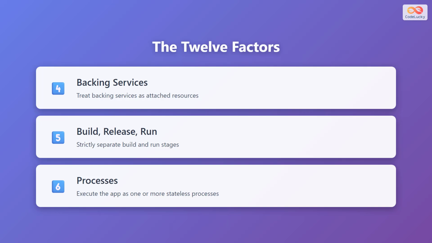Factor number 5 is build, release, run. Strictly separate the build and run stages of your application. The build stage converts code into an executable bundle, the release stage combines that bundle with configuration, and the run stage executes the application. This separation ensures consistency and makes rollbacks easier. Factor number 6 is processes. Execute your application as one or more stateless processes. Each process should be independent and not store session state locally. Any data that needs to persist should be stored in a backing service like a database. This enables horizontal scaling and improves reliability.